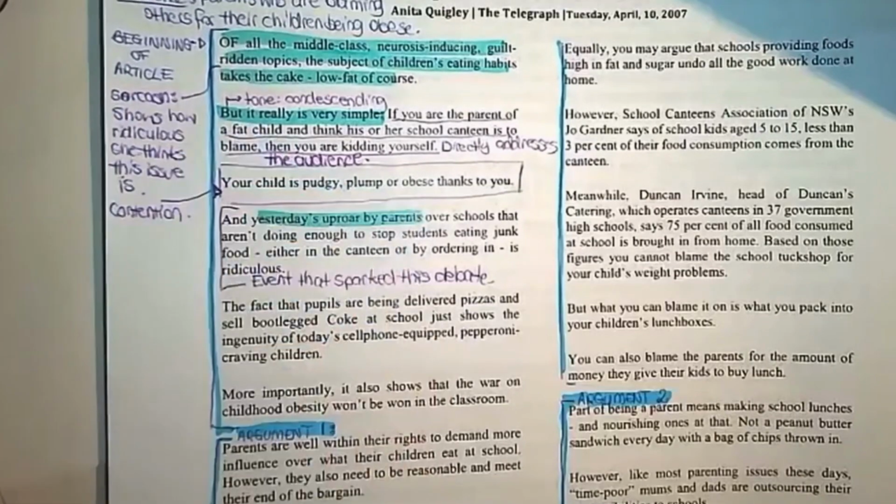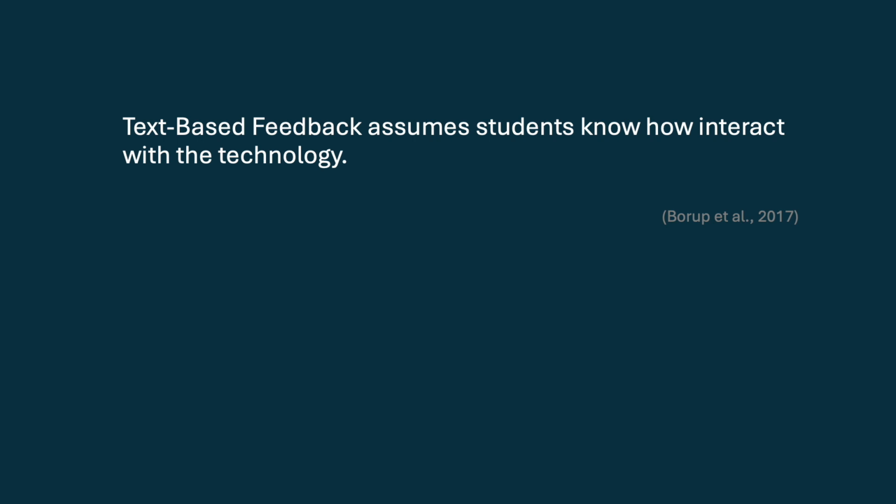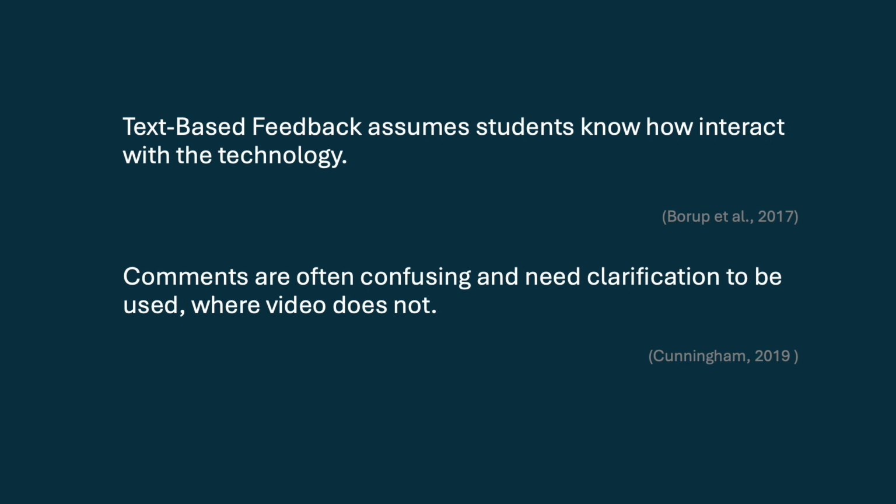This is how teachers used to give students feedback. Text-based feedback assumes students know how to interact with technology and the feedback. Comments are often confusing and need clarification to be used, where video does not.